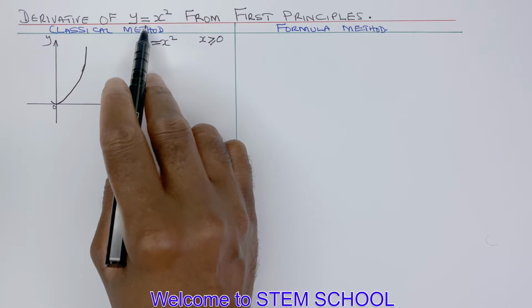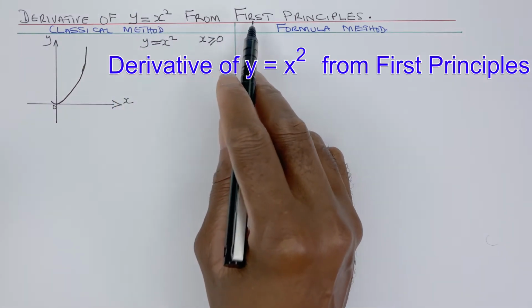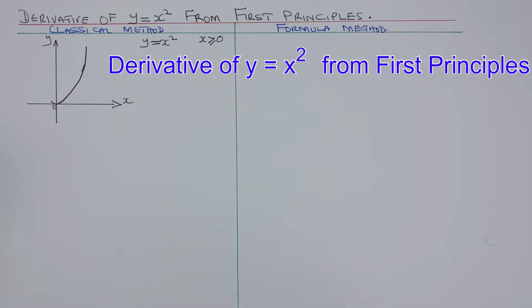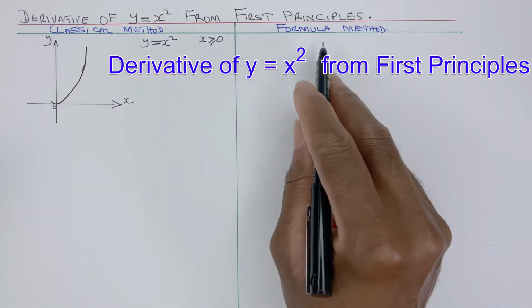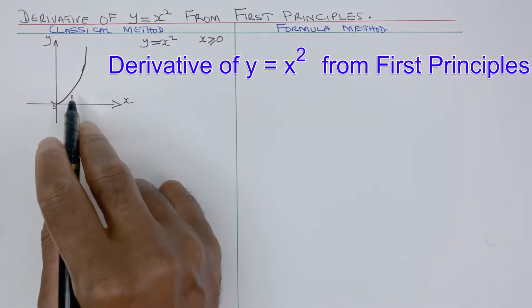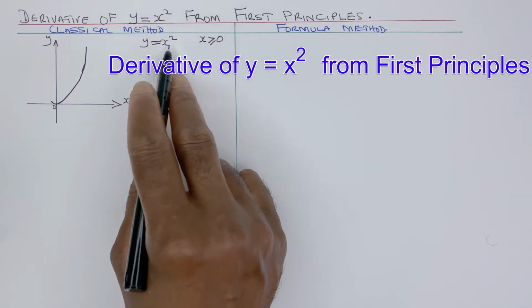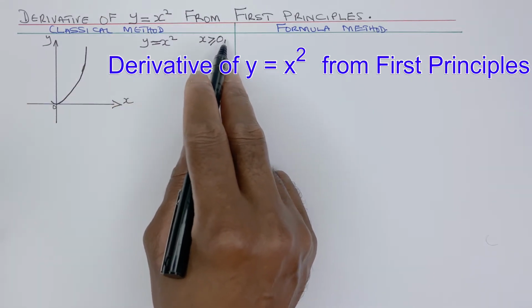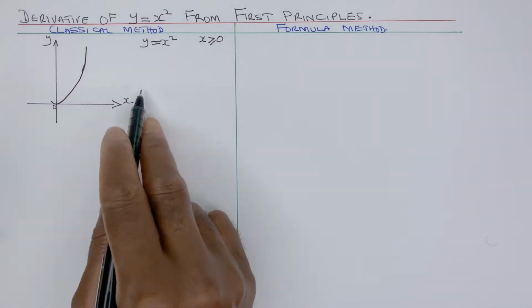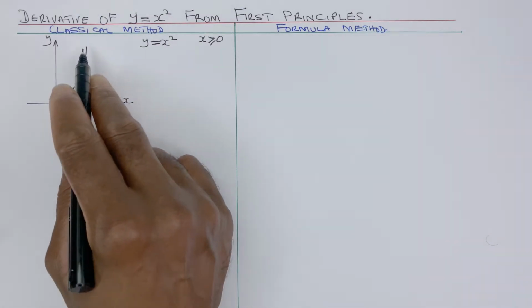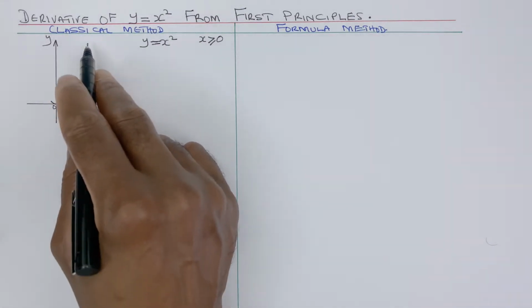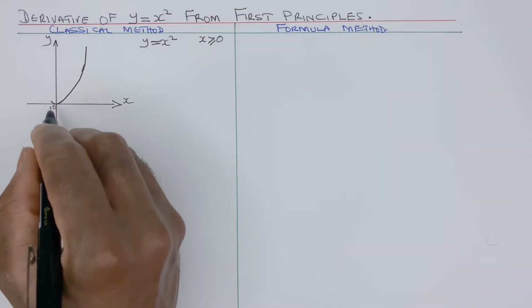Derivative of y equals x squared from first principle. Classical method, or using the formula. With the classical method, I have sketched the curve of y equals x squared from x greater than or equal to 0. So that's a parabola, it goes like that, but I'm only looking at this side.